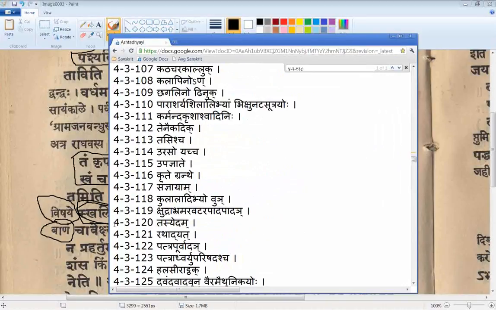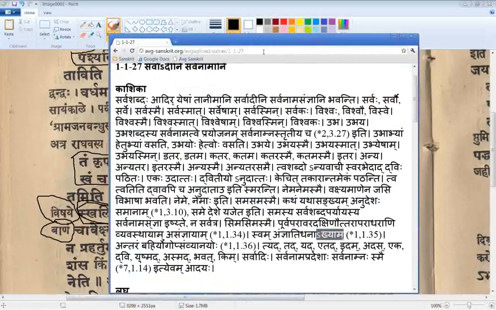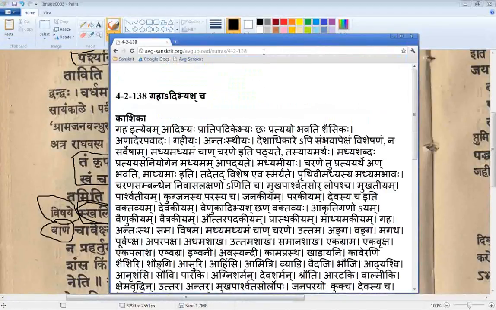So tasyedam 4.3.120. If you look at this sutram gahadibhyascha, what it's saying is that this is a gana. So gaha, etc. will tell us we can take the pratyaya cha. Let's look at 4.2.138 for a second. It says gaha ityevam adibhya pratipadikebhya cha pratyaya bhavati shaishikaha, in all this meaning of the shesha adhikaraha.